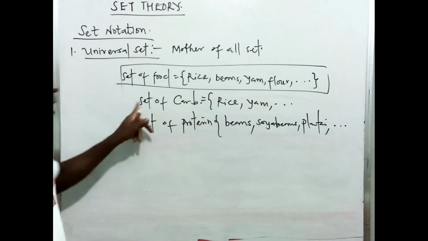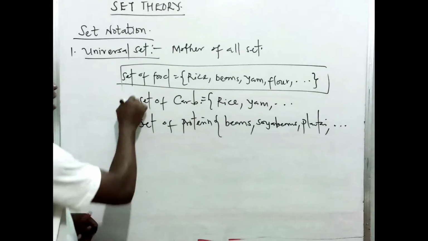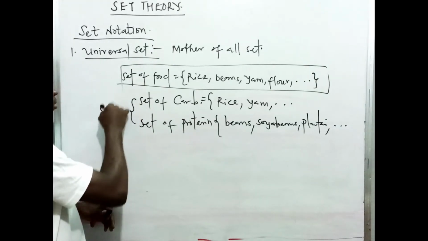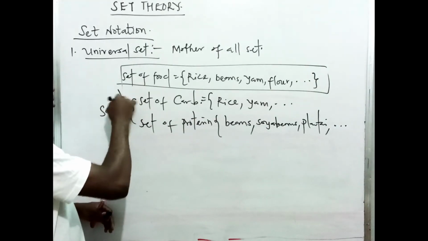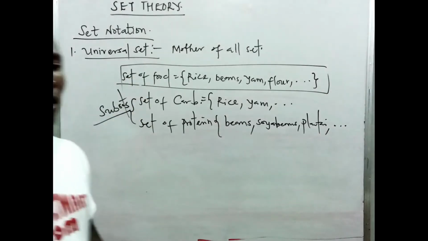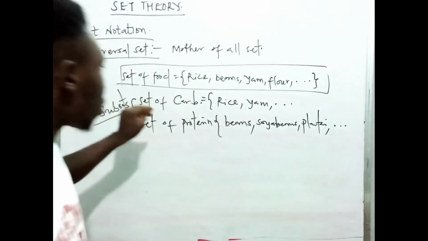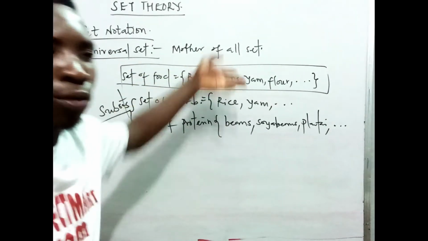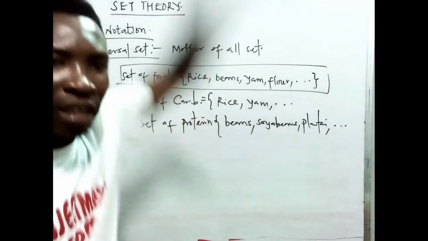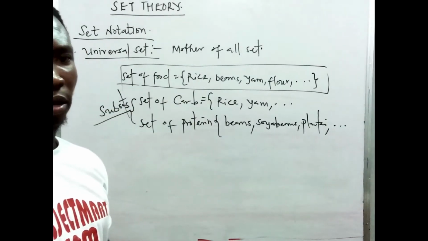Now, having your set of carbohydrates and your set of protein, these are subsets of your universal set. Why are they called subsets? They are subsets because they were broken out, reduced, or picked from your mother of all sets.